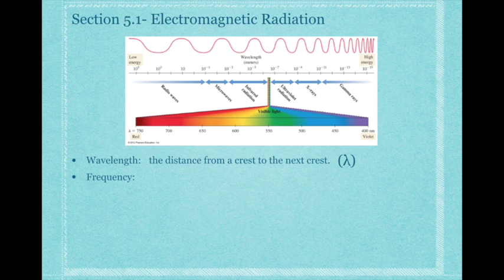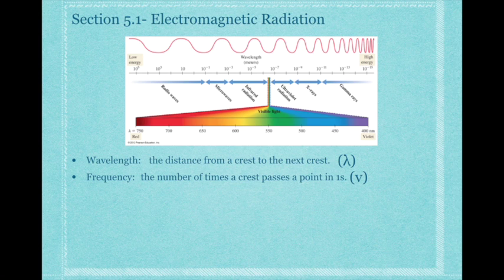Now, frequency is the number of times a crest, so that peak, will pass a point in 1 second. The unit for frequency is hertz, or seconds to the -1, which we'll address in just a second. The representation in the formula we're about to use is that new symbol, nu. It looks like a V. All right, so we've got wavelength, we've got frequency.